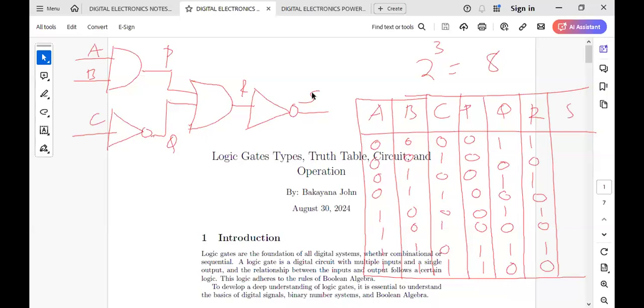And how about S? S is an inverter. It inverts the input R. So this is a 0, a 1, a 0, a 1, a 0, a 1, a 0, a 1.